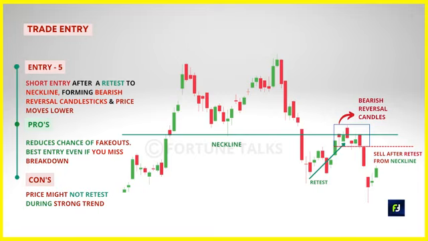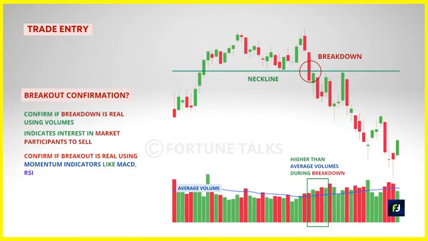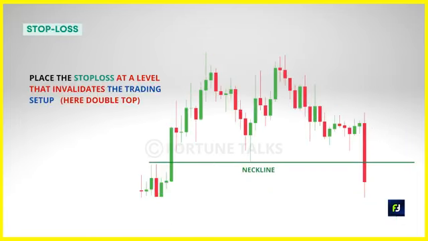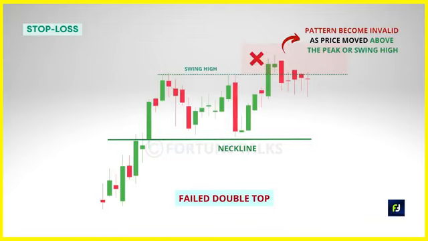The retest entry provides a better entry price than any other entry methods, but the downside is that the prices don't always give a retest, and especially in strong trending markets, you don't expect pullbacks or retest. Above all, make sure to confirm the breakouts with higher than average volumes and using other momentum indicators like RSI, MACD, etc. Your stop loss should be at a level that if breached will invalidate your trading setup. Since we are trading a double top pattern, our stop loss should be at a level that invalidates the pattern altogether. In that sense, if the price moves above the swing high, the pattern will be invalidated.